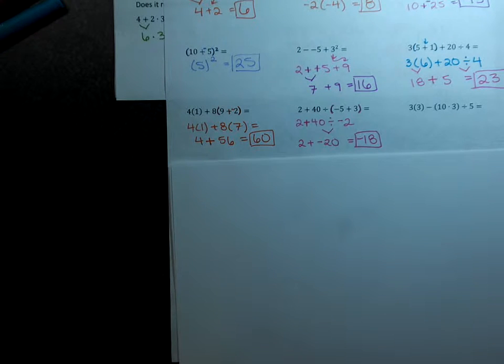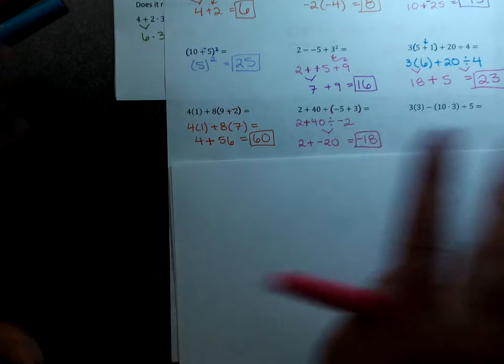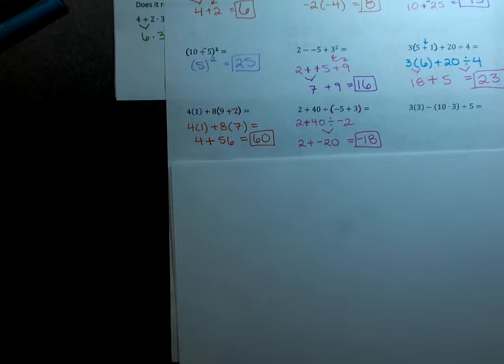So I'm using my skills from adding and subtracting positives and negatives. All of the skills we've learned throughout this chapter all come together for order of operations.